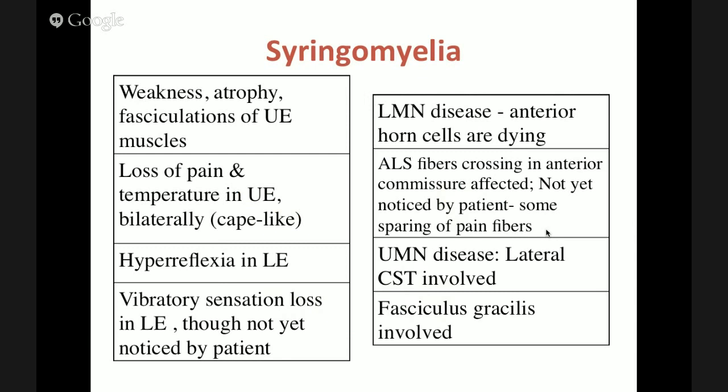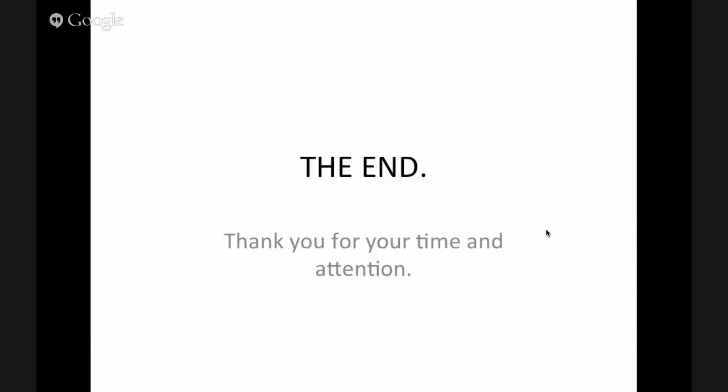So the patient had lower motor neuron signs indicating the ventral horn cells are involved. Loss of pain and temperature bilaterally is the anterior commissure involvement. Upper motor neuron signs of hyperreflexia, and in addition, the vibratory sensory loss of the dorsal columns. And that's a quick review of the spinal cord.